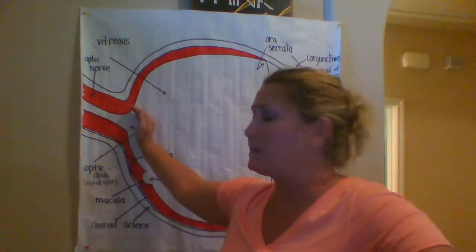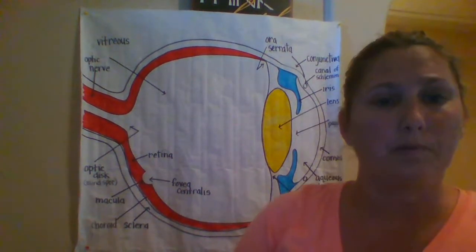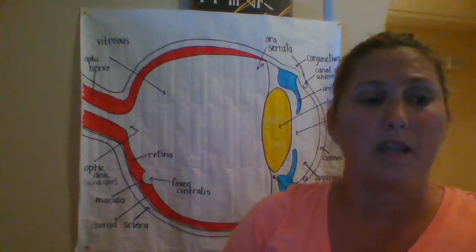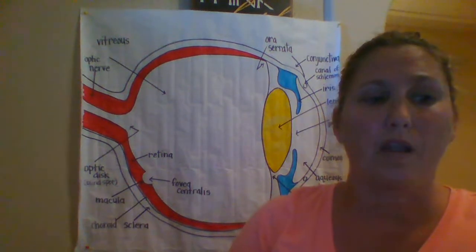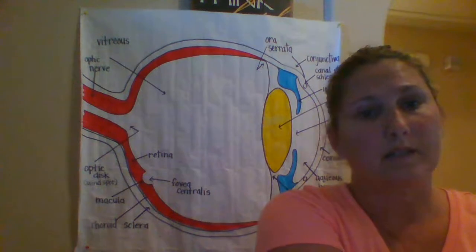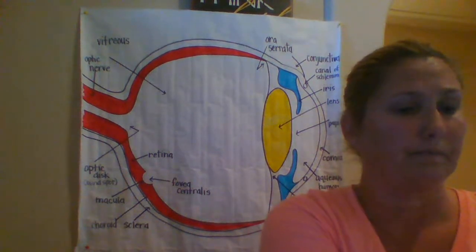The optic disc is also called a blind spot. It is the area of the retina where the optic nerve is leaving the eye. It is also insensitive to light.